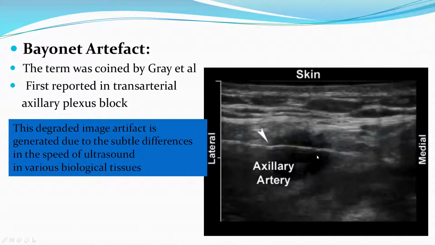Then there is the bayonet artifact. This is due to the difference in the travel speed of ultrasound waves in different tissues. The ultrasound machine thinks that the speed of the ultrasound wave is similar in all the tissues, but this is not actually the case. It differs from tissue to tissue.